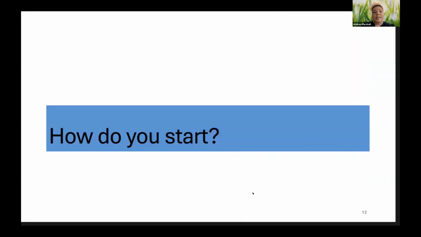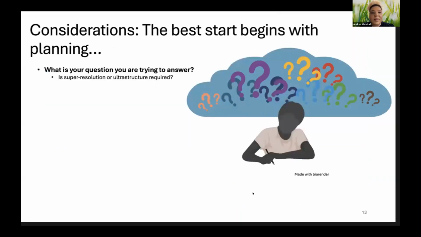So how would one start? The first thing when you're starting a project like this is you really need to consider what question you're trying to answer. With all the vast modes of light microscopy available, as well as the vast modes of EM available, you really need to understand what you actually want to answer, and then determine whether super resolution or ultrastructure is really required, and what mode would be best suited for your cell or tissue type.